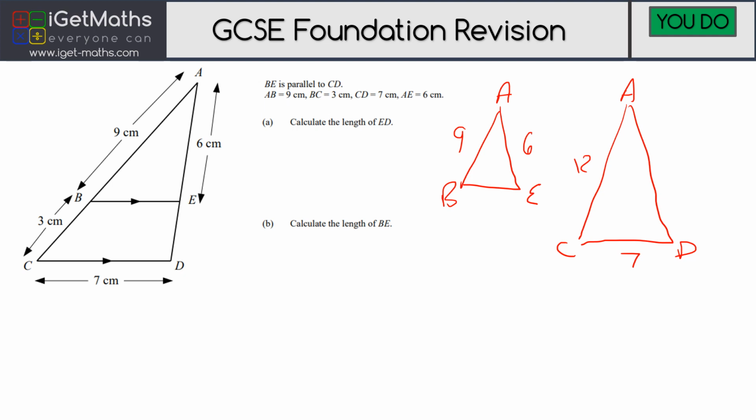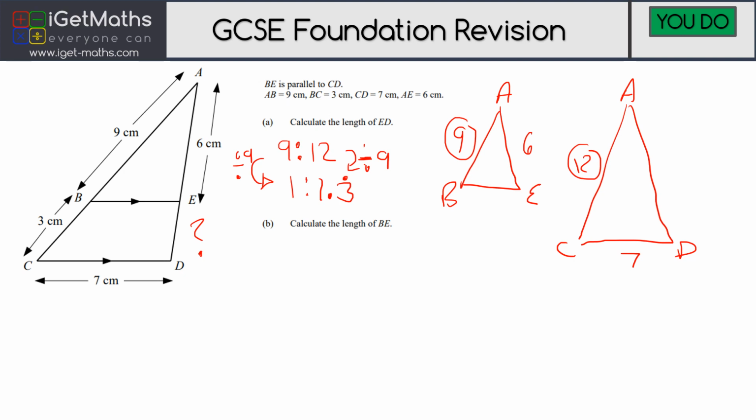Calculate the length of ED. So we need this length here. Again, we need corresponding sides. So you've got 9 and 12, and you're going to find the linear scale factor. So you're going to go 9 to 12. You're going to divide by 9 to get it to the form of 1 to n. That'll give you 1, and then we're going to do 12 divided by 9. On your calculator that will give you 1.3 recurring. It's important that you remember the 3 recurring.